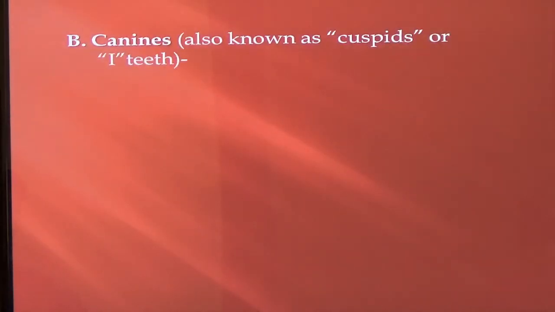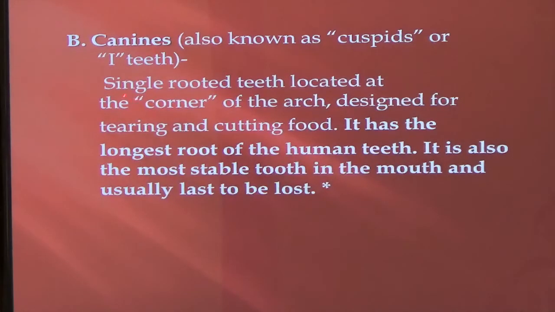Canine, also known as a cuspid or the eye tooth. People say, well, I broke my eye tooth or I chipped my eye tooth. Or it's the canine because, I don't know, for dogs. Again, it's a single rooted tooth, 99.9% of the time. It's in the corner of the arch, designed for tearing and cutting food.